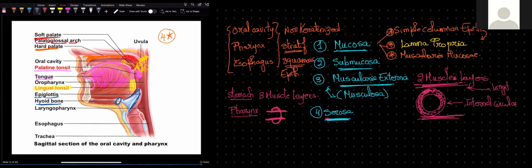As we keep moving down, we can see the voice box here. All this is my larynx, and the part of the pharynx located posterior to the larynx is called my laryngopharynx. Again, the part of the pharynx located posterior to the oral cavity is my oropharynx. Here, the part of the pharynx located posterior to the larynx is my laryngopharynx.